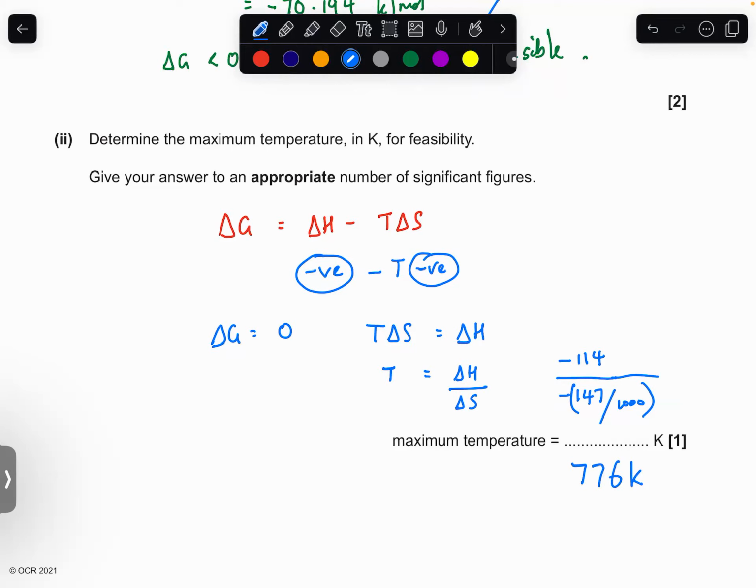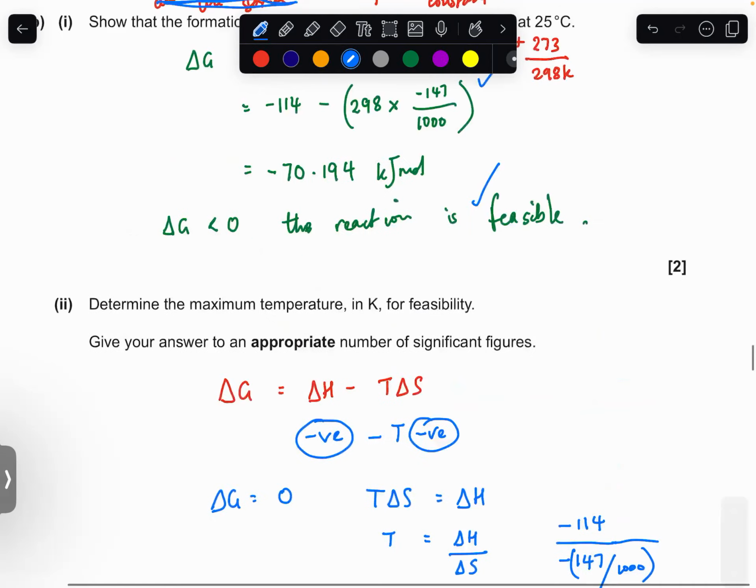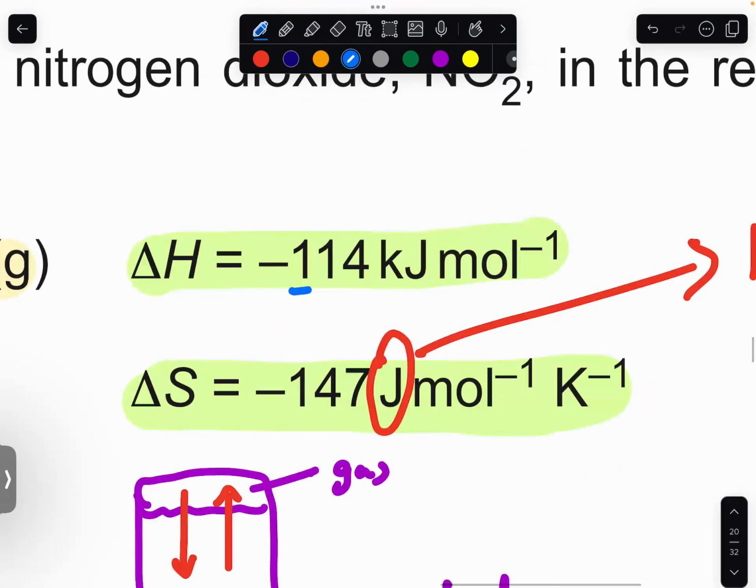And why is 3 sig figs appropriate? Because if you look at the supplied data, it is also 3 significant figures. That's how you can make that choice.